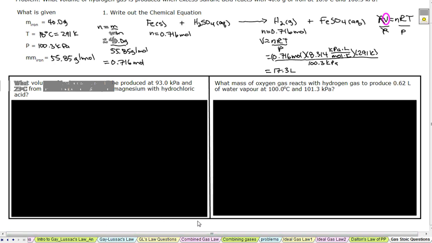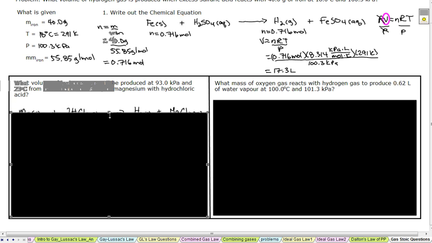Okay, so the first question looks at what volume of hydrogen gas would be produced at 93.0 kPa and 23 degrees Celsius from the reaction of 33 milligrams of magnesium with hydrochloric acid. So first order of business, of course, is to write out the chemical equation, and make sure that we balance it. So we've got magnesium reacting with hydrochloric acid, making our hydrogen gas and our magnesium chloride.